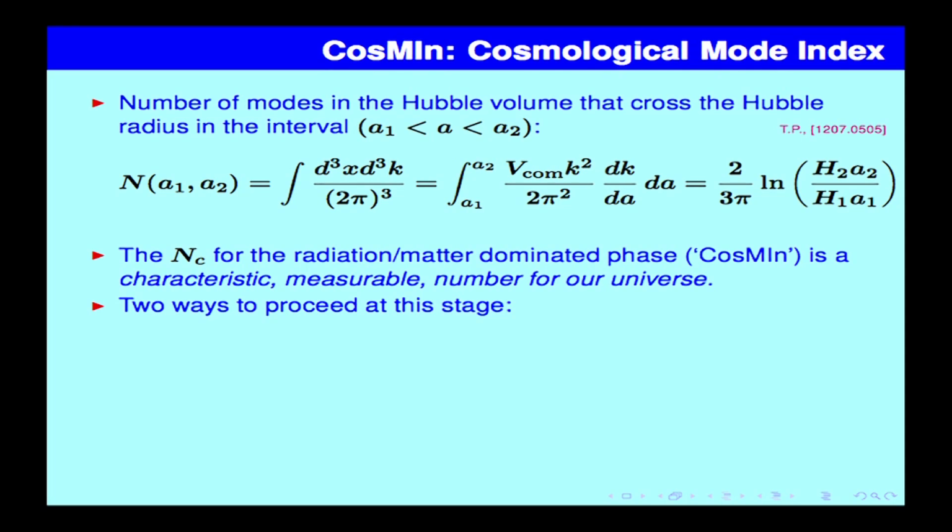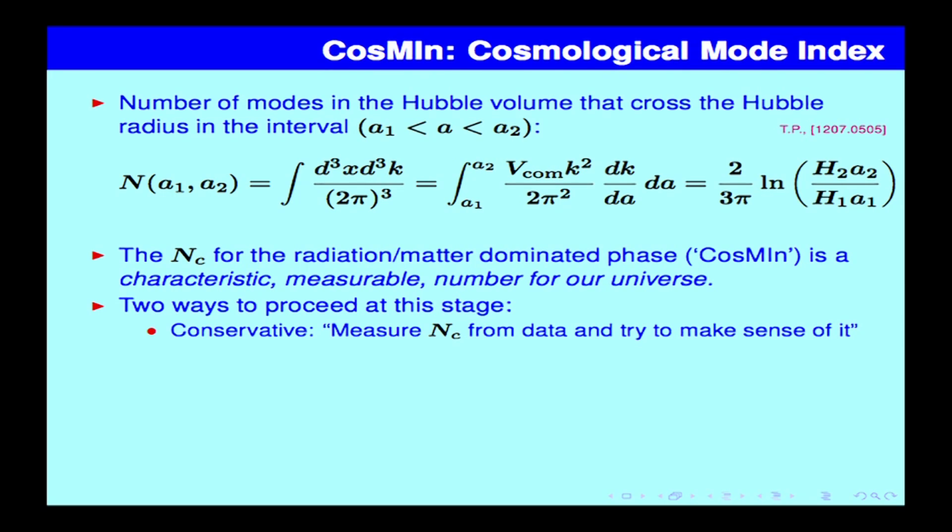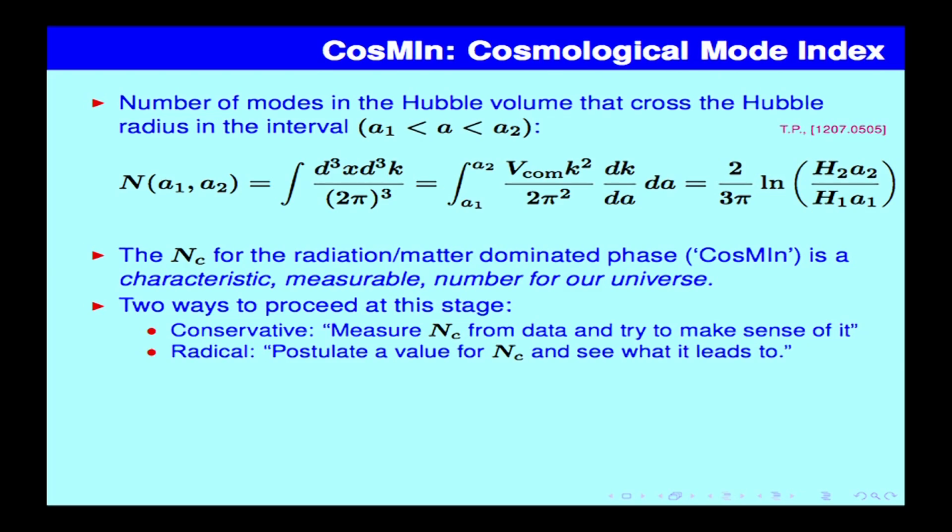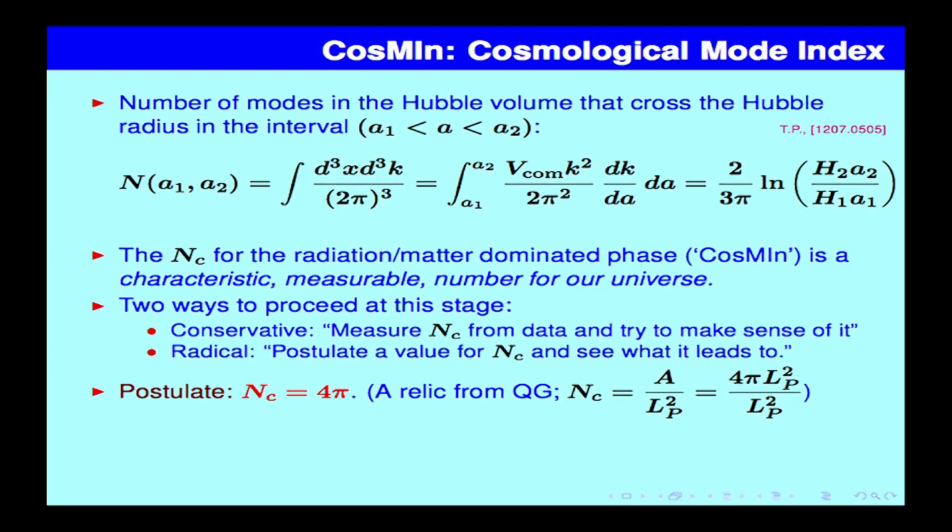At this stage, there are two ways to proceed. A very conservative approach will be, let us go and measure N_C from our data and see whether it looks interesting, and let us try to make sense out of it. There is a more radical route which I want to push here. Do I have an idea as to what this N_C should be from some kind of speculative fundamental considerations? And then you can give a value for N_C and then go and plug it into this, and that will give you a relation between the cosmological constant and the other constants in the universe.